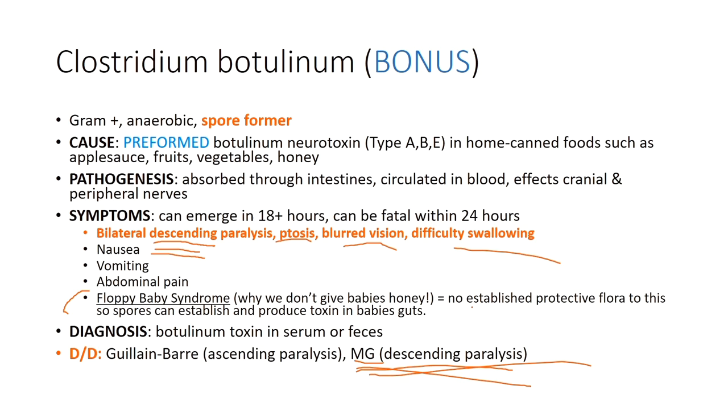However, in babies, they don't have this. And so when they ingest the spores, which can be found in high amounts in honey, it can make its way into the gut of the babies and secrete its toxin, and that is what causes floppy baby syndrome. So the difference between adults is preformed toxin. In babies, it's actually the spores that then produce the toxin once ingested. Okay, remember this guy goes to your synaptobrevin of your neuromuscular junction and cleaves your synaptobrevin, so the vesicles of acetylcholine cannot be released from the presynaptic nerve. Differential diagnosis is Guillain-Barré, but that is ascending paralysis, MG descending, but remember that time frame is a little bit different.